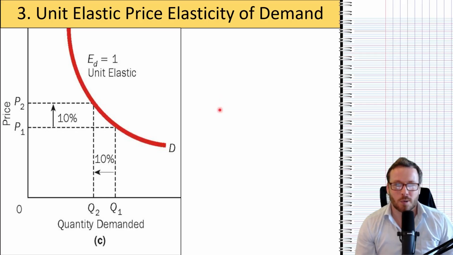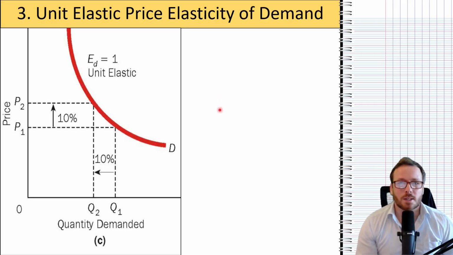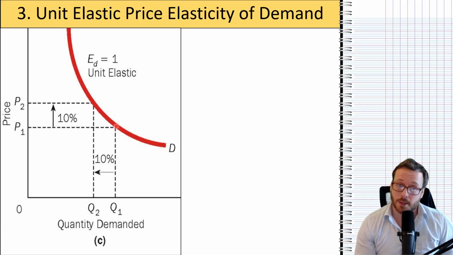Next, unit elastic. You can see this is expressed as a curve. This is basically trying to represent the idea that if I lower the price by 10%, I will have 10% more customers. Or conversely, if I increase the price by 10%, I will lose 10% of customers. And it's consistent across the line. And that's why we have this situation.